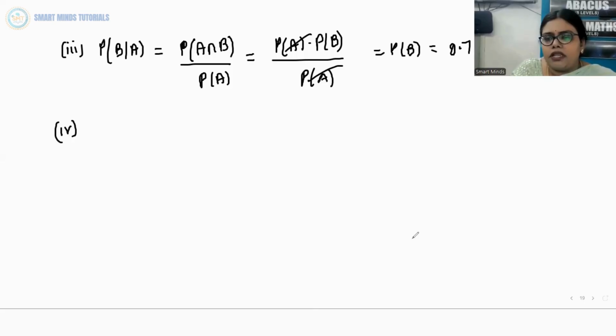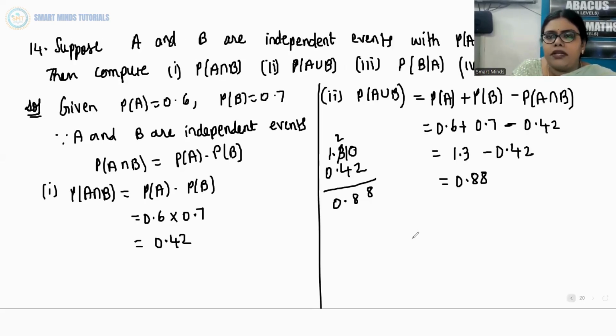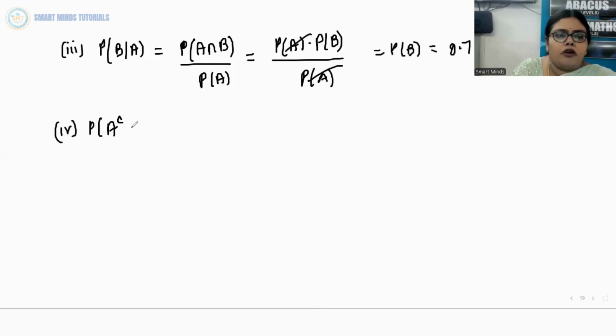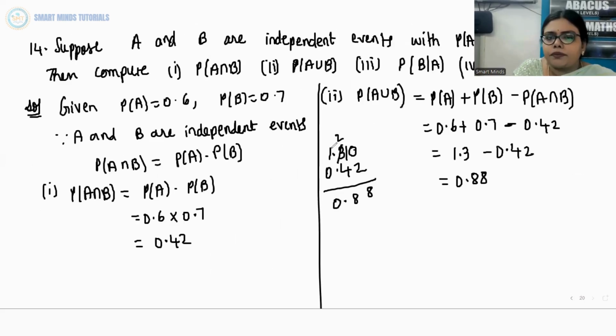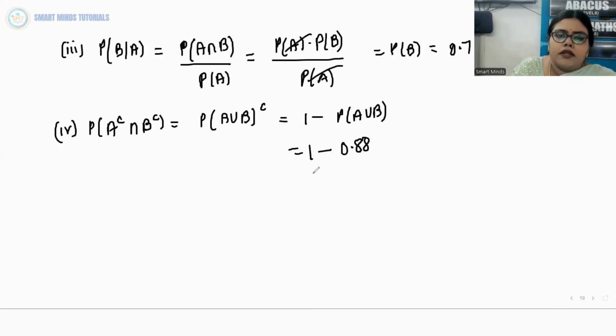Now number 4. What is the fourth bit we need to find out? P(A' ∩ B'). So P(A' ∩ B') can also be written as (A ∪ B) whole complement. Now how can you write the complement of A ∪ B? 1 minus P(A ∪ B). That is 1 minus, what is P(A ∪ B)? We got 0.88. So what is 100 minus 88? It is 12. So 1 minus 0.88 will be 0.12. This is the final answer.